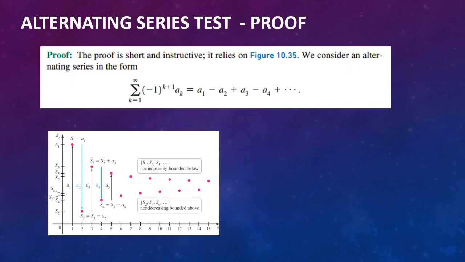Next, we look at the proof of the alternating series test. It's pretty short and instructive, and it relies on Figure 10.35, which you see below. We consider an alternating series in the form of the sum from k equals 1 to infinity of negative 1 raised to the power of k plus 1, the alternating effect, times a sub k. So this equals a sub 1 minus a sub 2 plus a sub 3, etc.